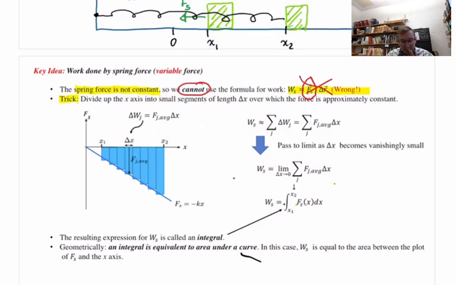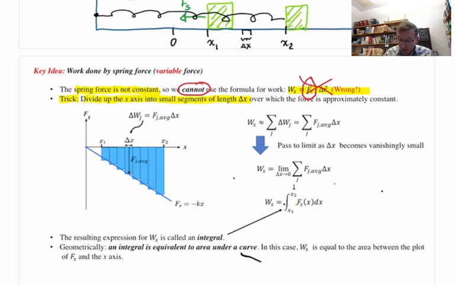Here's what we imagine doing. Let's imagine dividing up the x-axis into small segments. Each has a size delta x. Okay? So imagine breaking up the x-axis between x1 and x2 into a whole bunch of little distances like that one of length delta x. And there's a whole bunch of them, starting at x1 and ending at x2.